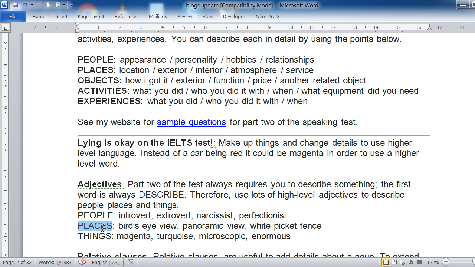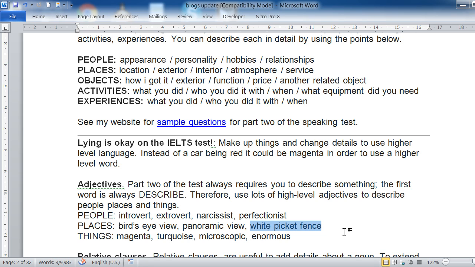Moving on to places, we could talk about a place such as a mountain or a tower or a skyscraper having a bird's eye view. That means a view similar to what a bird would see. A panoramic view, which means like a 360-degree view. If you're describing a house, you could talk about it having a white picket fence.